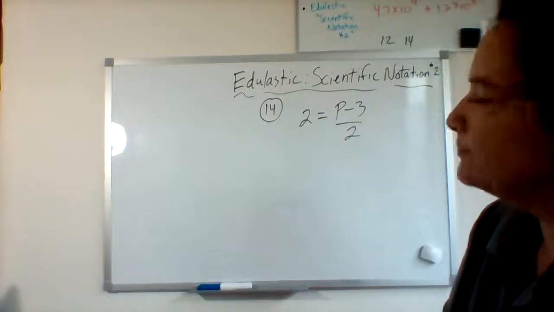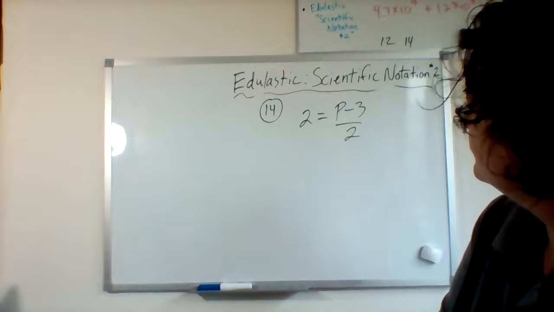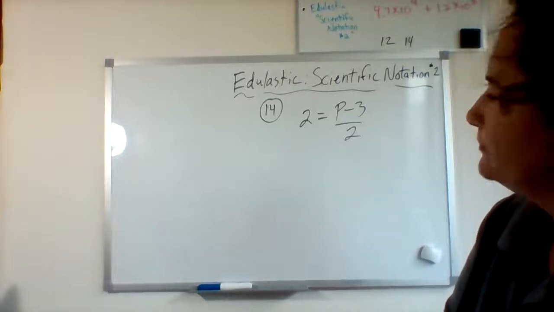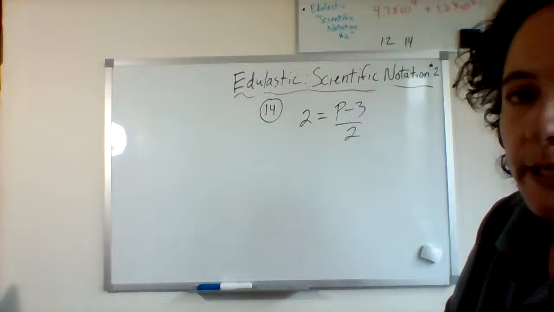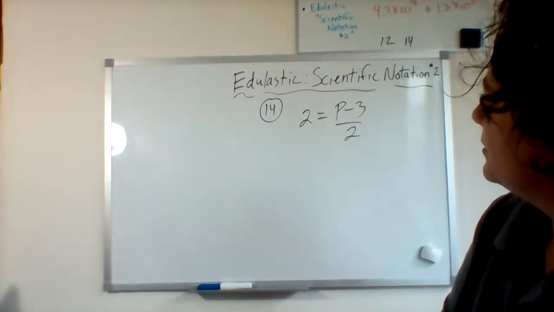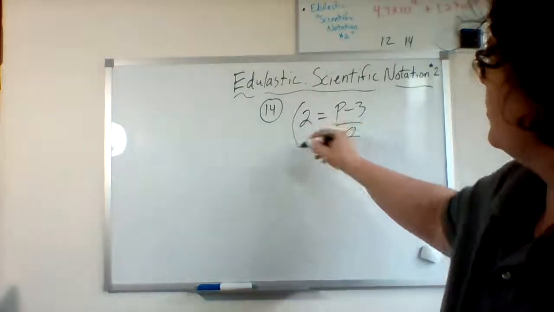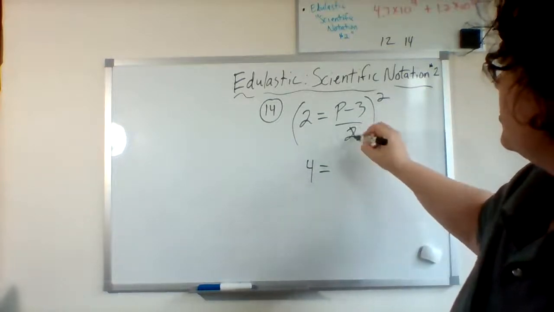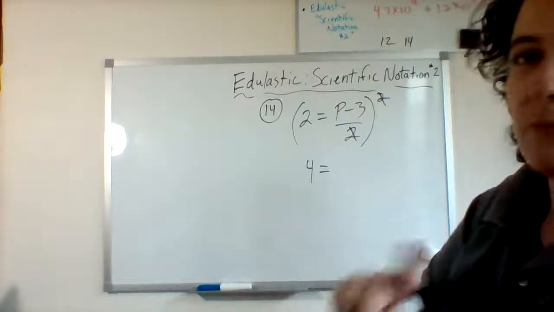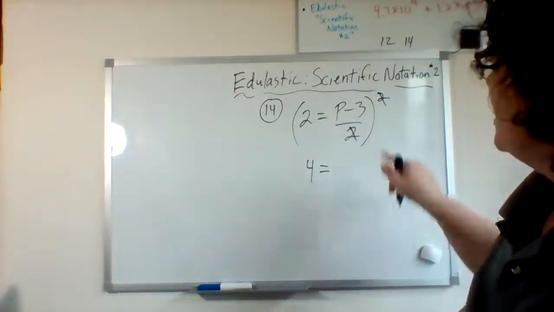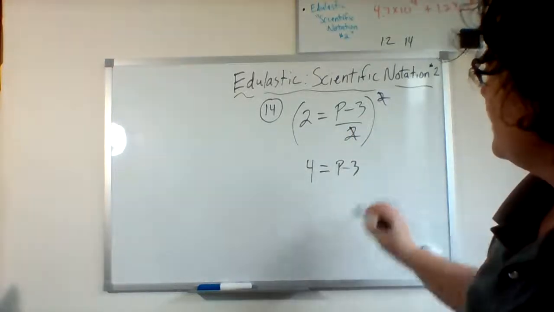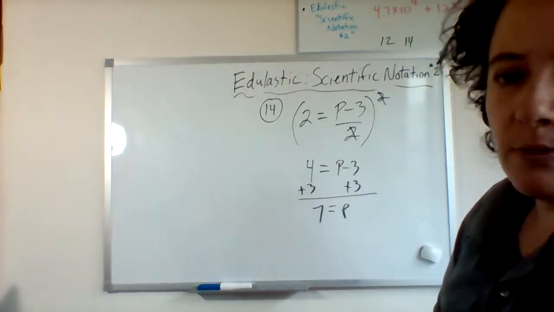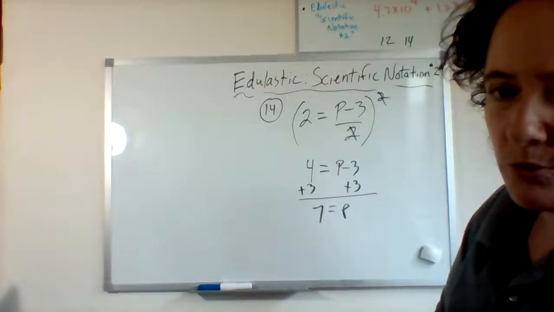Okay, so you have options. I'm trying to think of the one that would help you the best. Only you can really decide that. If you like clearing denominators, several of you seem to like that, we would multiply everything by 2. So 2 times 2 is 4. 2 divided by 2 is 1, so that leaves me with P minus 3. Add 3 to both sides. So P equals 7. Yes, Jorge, I will check yours, and I will check yours, Ivan.